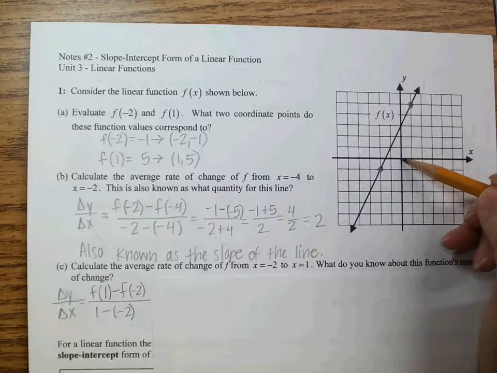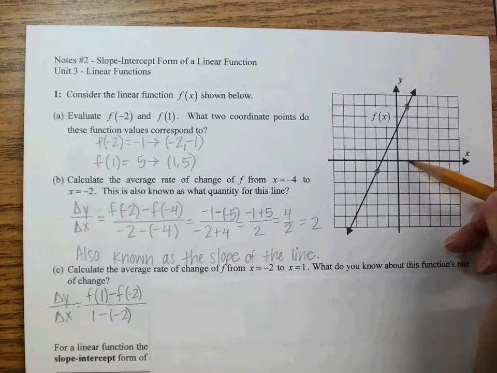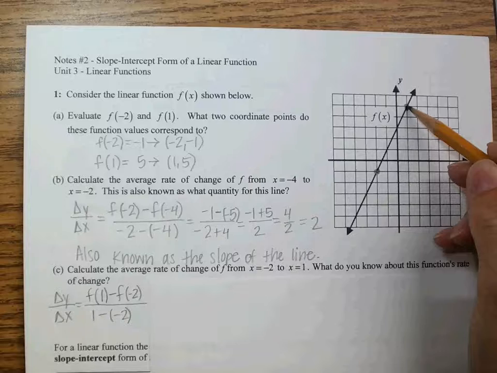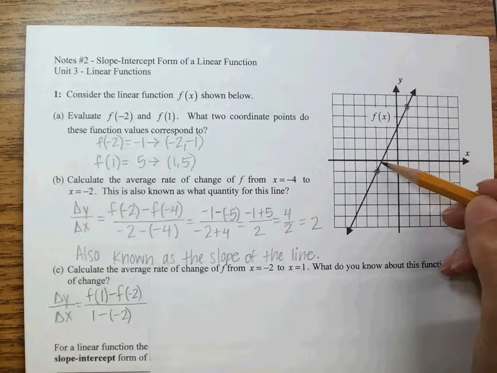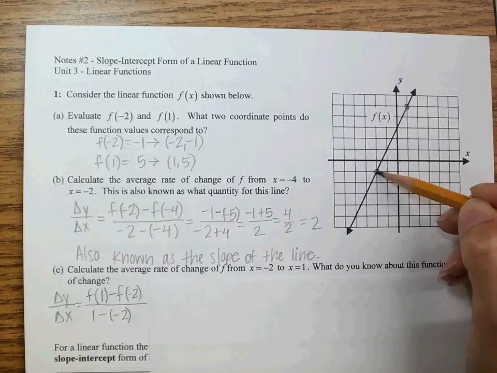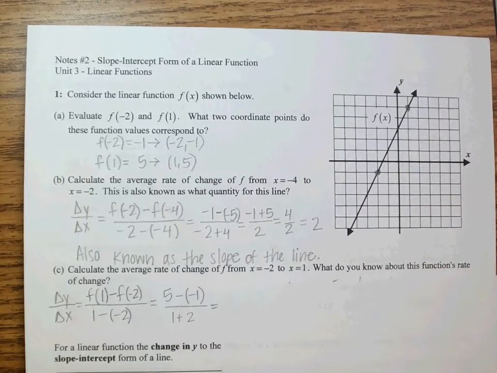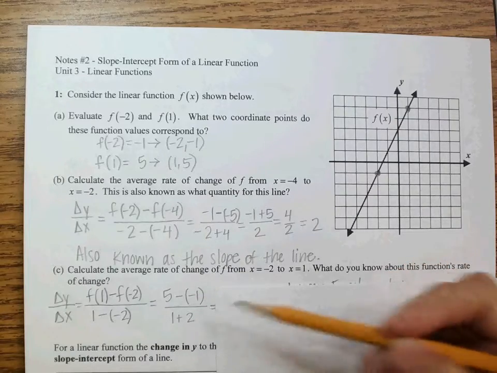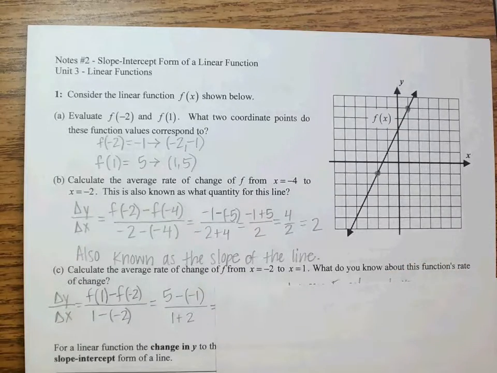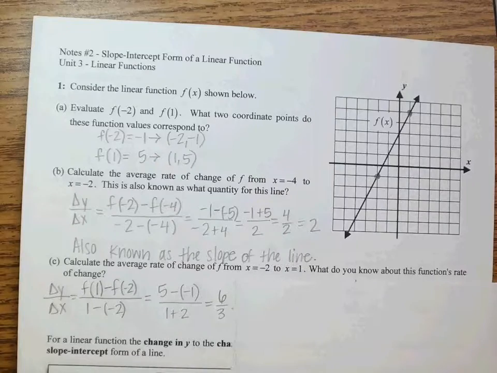Then we make our substitutions. We'll come up here. We'll find f of 1. F of 1 is positive 5. I'm sorry, 1, 2, 3, 4. Yes, it is 5. And then, again, we discovered that earlier, f of -2 is -1, so we make our substitutions. So 5 minus -1 over 1 plus 2. We're going to start simplifying.